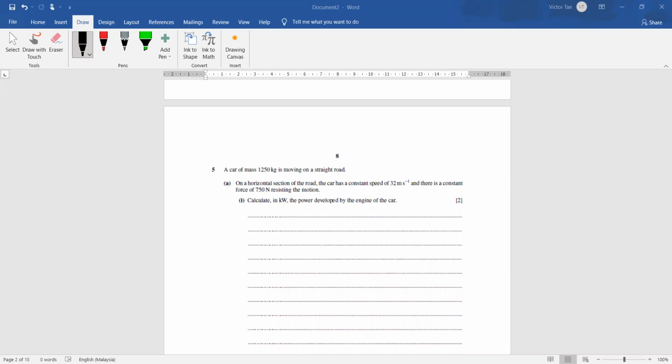So the key here is constant speed. So forces are in equilibrium. Resistance is 750 Newton. Therefore, the driving force will also be 750 Newton. Power equals Fv, equals 750 times 32, equals 24 kilowatt.